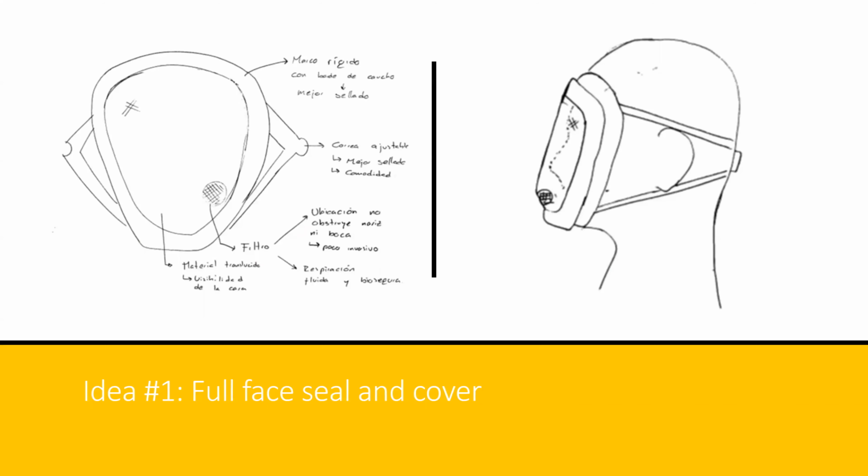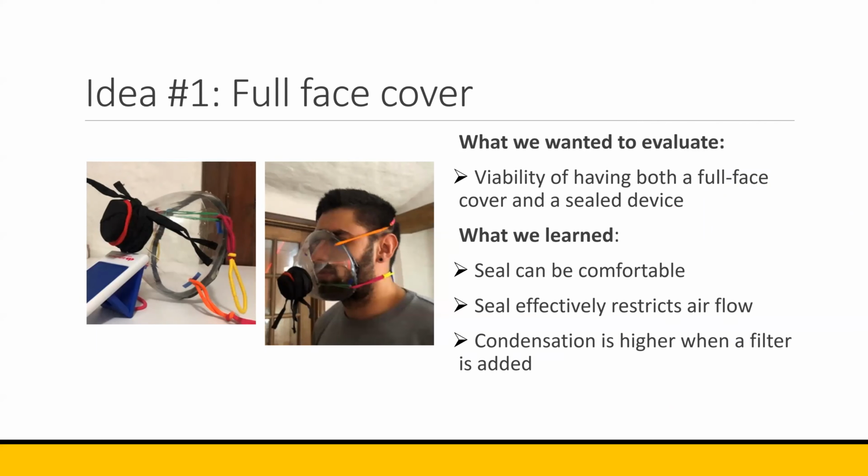The first idea is a full face seal and cover. The main characteristic of the idea is that the full face is sealed with a transparent cover, with the objective of guaranteeing air only flows through the filter. This prototype wanted to evaluate the effects of a seal over the whole face and not only the mouth and nose. We learned that the seal can be comfortable and effective to restrict airflow. However, condensation is really high when the filter is added.